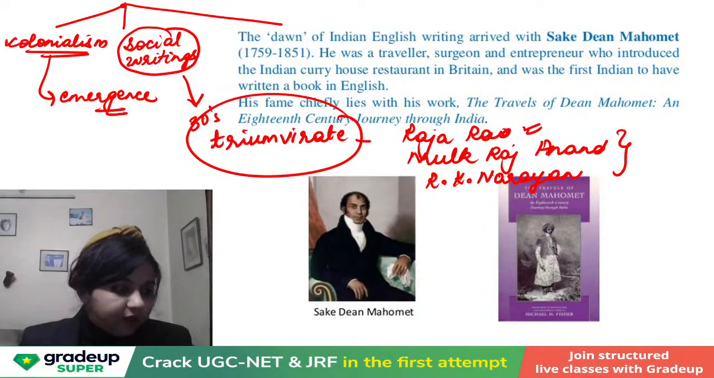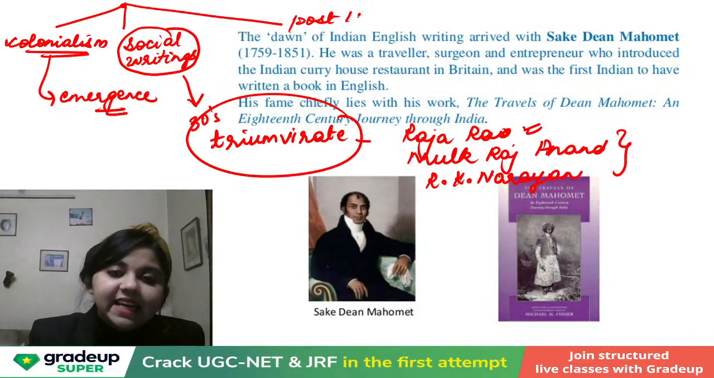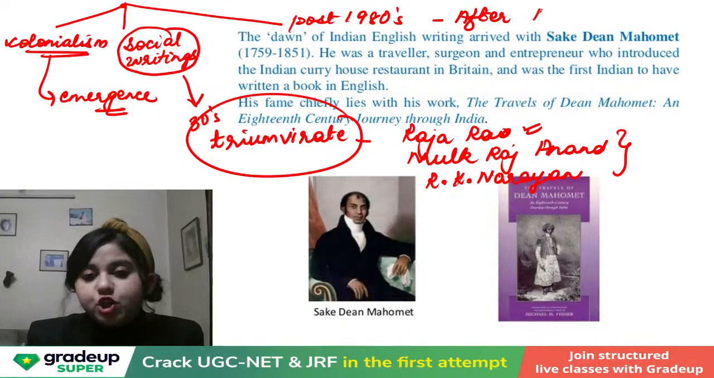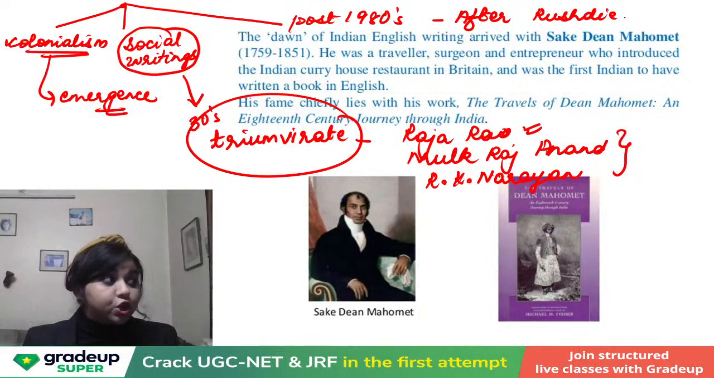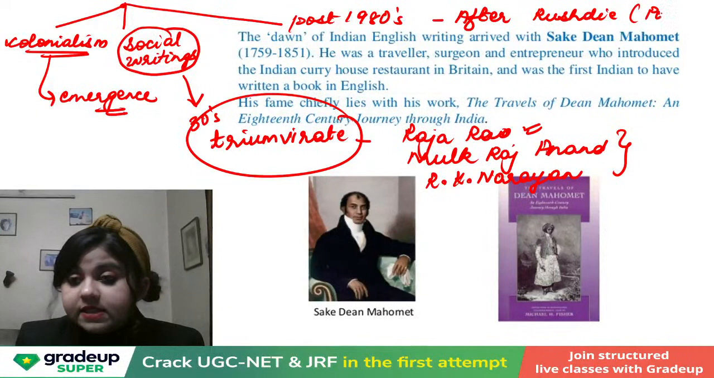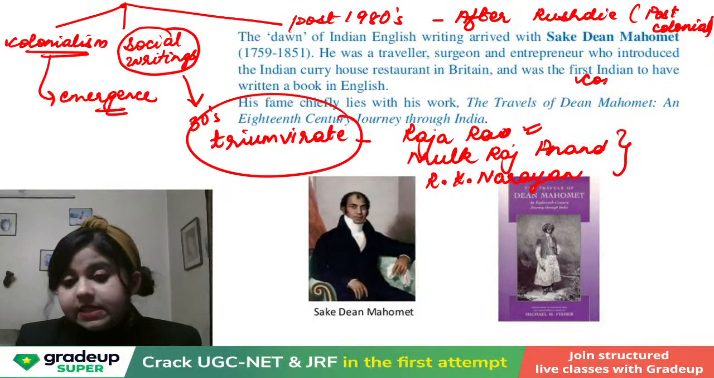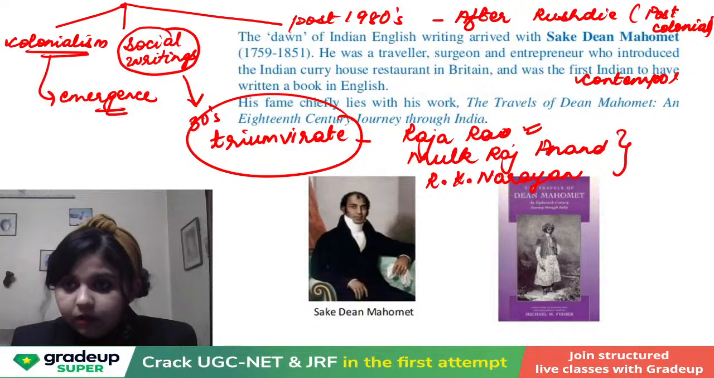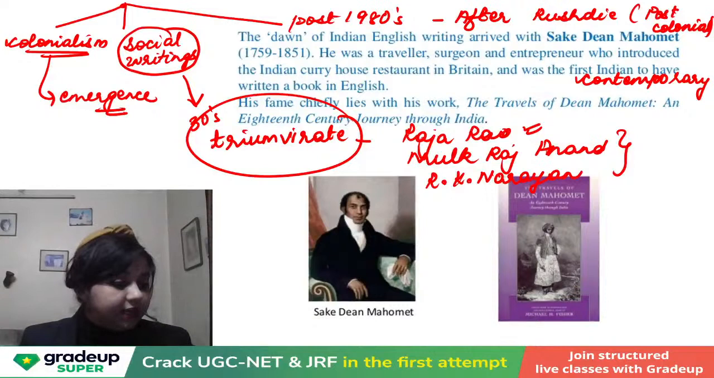Then you have the most important period, the post-1980s period after Rushdie. After Salman Rushdie, this is the period that you are having. This is post-colonial and this is contemporary for all of us. It is the contemporary and the post-colonial period for all of us. This is something that we have to keep in mind and remember from our examination point of view.